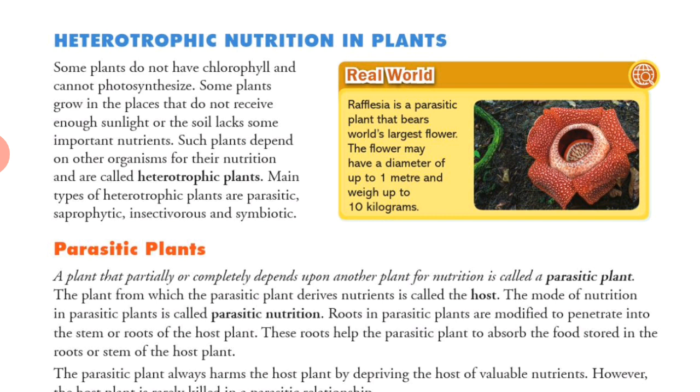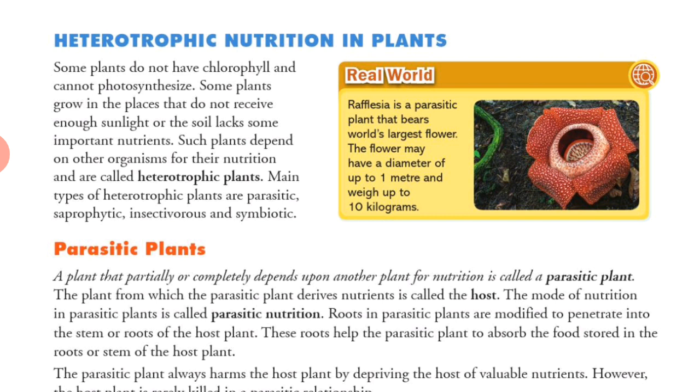And we also discussed the process of photosynthesis, how it takes place, and special cases of photosynthesis yesterday. And in today's class, we will start our discussion with heterotrophic nutrition in plants. In detail, we will study about this today. Okay, we will start with amazing facts.